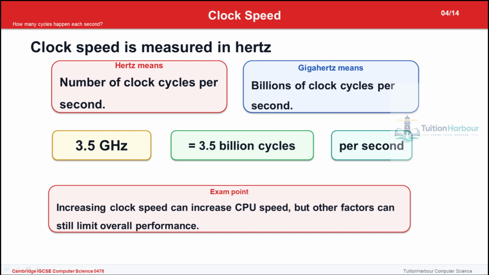Clock speed. Clock speed is measured in hertz. 1 hertz means 1 clock cycle per second. A speed of 3.5 gigahertz means 3.5 billion clock cycles each second. A higher clock speed can increase performance, but it is not the only factor.